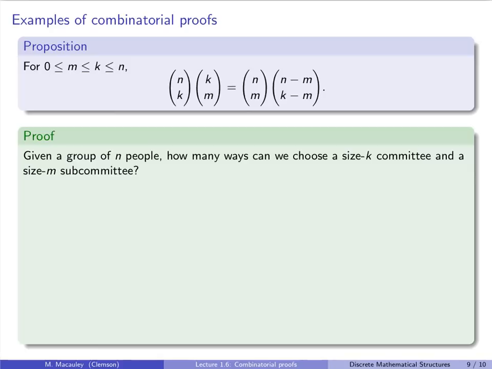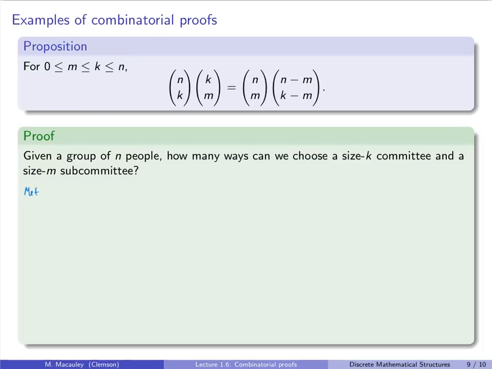So given a group of n people, how many ways can we choose a size k committee and a size m committee? Okay, well, look at the left-hand side. We can first of all select the committee of size k, and from that, then we can select the size m subcommittee from the k. So the left-hand side is how to do that if we select the committee first and then the subcommittee. Alternatively, this is like a generalization of the last one, we can select the subcommittee from the n people, and then we can fill out the remaining members of the committee. So we have to select k minus m people from the remaining n minus m people. So let me just write that down.